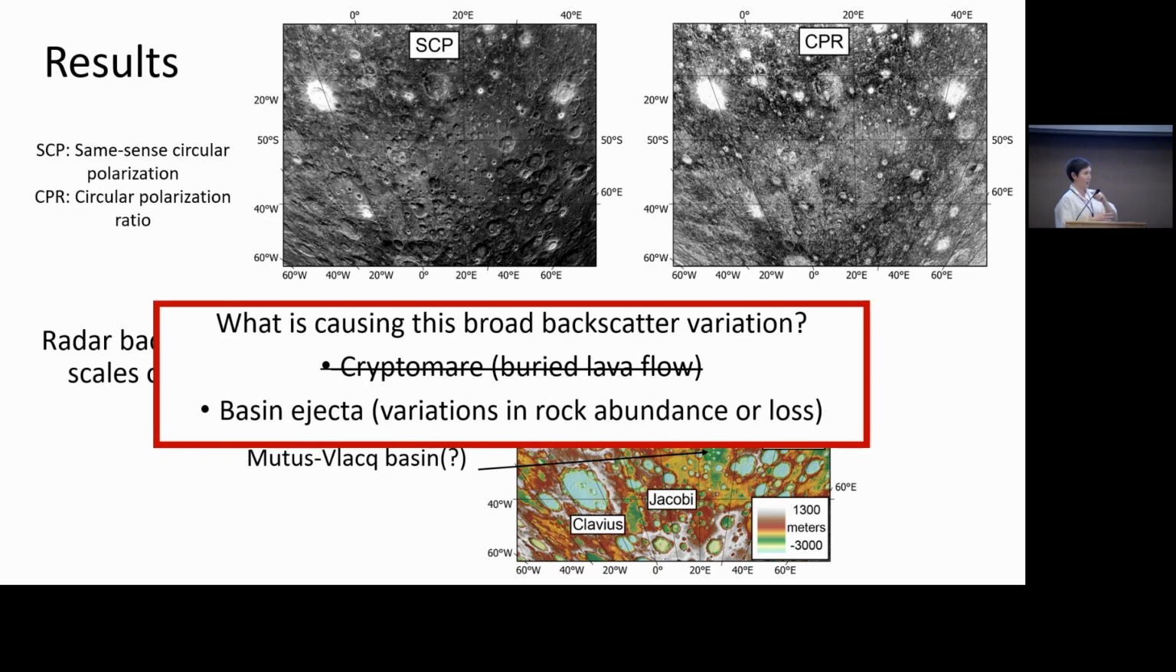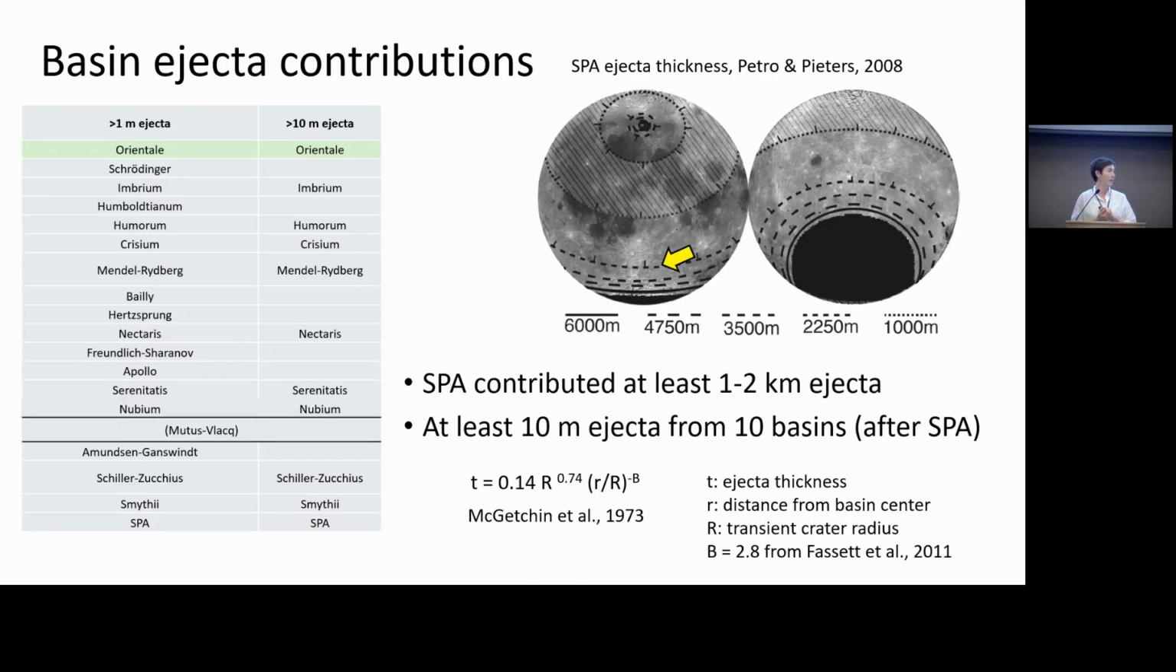I just don't have enough time to talk about cryptomare. There is more to say here, so feel free to ask me about it, but we're just going to talk about the role of basin ejecta and heterogeneity of basin ejecta contributions in this region.